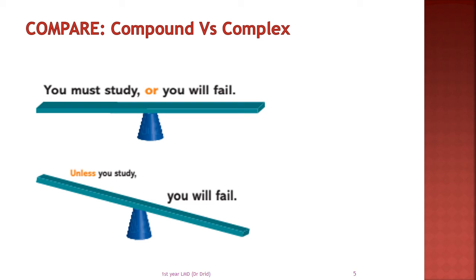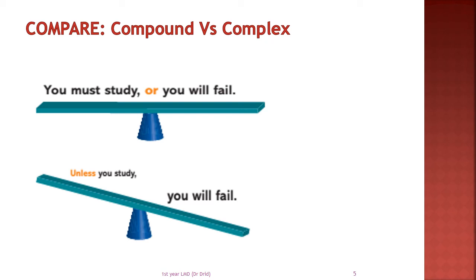By contrast, in the complex sentence, one clause, one idea, is more important than the other. The idea which is important will appear in the main clause, and the other idea will appear in the subordinate clause. For example, "Unless you study, you will fail." So, you will fail is complete in its meaning. It can stand by itself. It doesn't need any group of words to complete its meaning. But the other clause, unless you study, is incomplete.